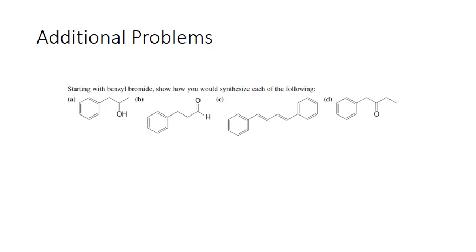Another set of additional problems. You have benzyl bromide. Show how you would synthesize each of the following. First problem is an alcohol. We follow here the retrosynthetic analysis. That is to say, working backward from the end product to the starting material.